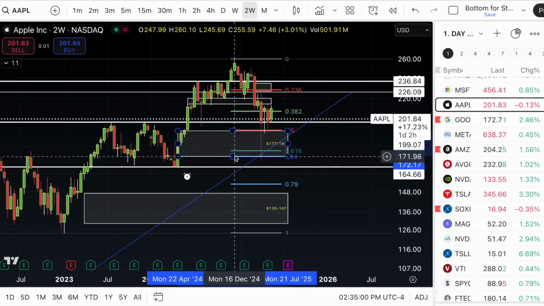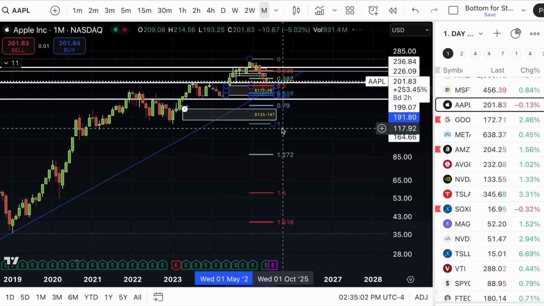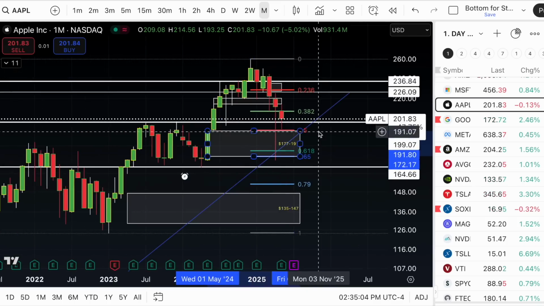But Apple's been lagging too, which was crazy. But people think it can't get down there. Trust me, Apple can get down there. I mean, all of them can. Okay, just keep that in mind.